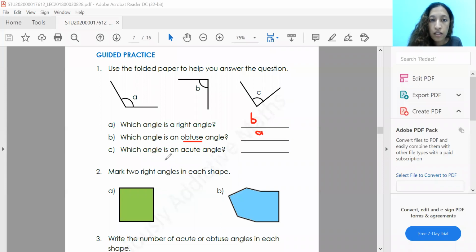What about what's an acute angle? An acute angle is an angle that is smaller than the right angle. Okay, so obtuse angle that is, okay, maybe I'll type it up.